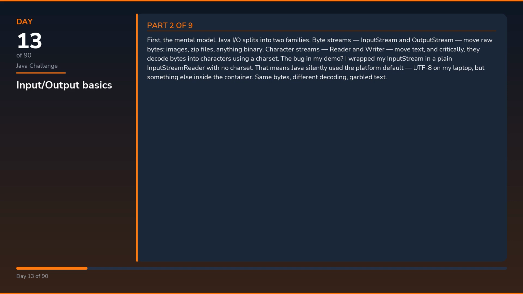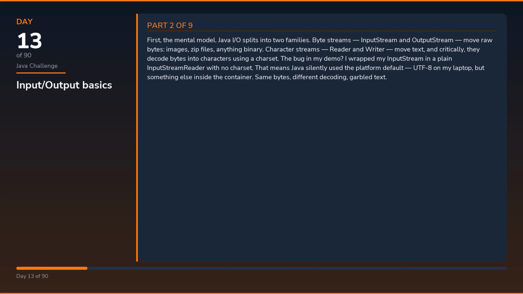First, the mental model. Java I/O splits into two families. Byte streams, InputStream and OutputStream, move raw bytes: images, zip files, anything binary. Character streams, Reader and Writer, move text, and critically, they decode bytes into characters using a charset. The bug in my demo? I wrapped my input stream in a plain InputStreamReader with no charset. That means Java silently used the platform default, UTF-8 on my laptop, but something else inside the container. Same bytes, different decoding, garbled text.